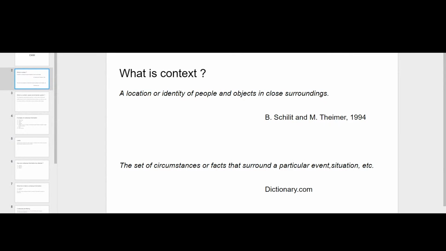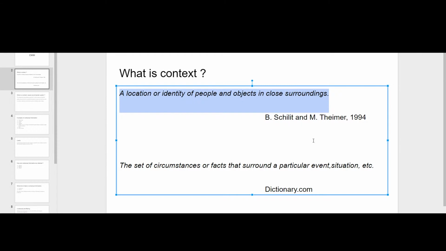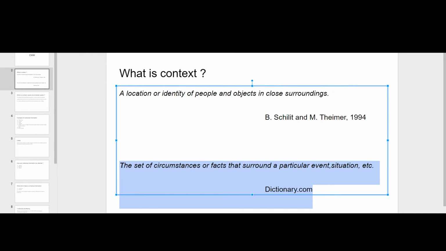Some people have defined it, for example, Schilit and Theimer, as the location or identity of people and objects in close surroundings. Now, I feel like this is not the best definition of context, because if you think about time as contextual information, then this definition doesn't really cover time. So I felt like perhaps a better definition would be the set of circumstances or facts that surround a particular event, situation, etc. And I took this definition from dictionary.com.